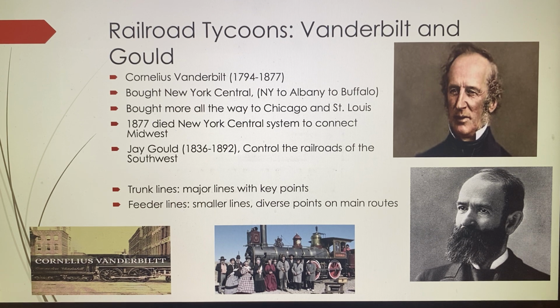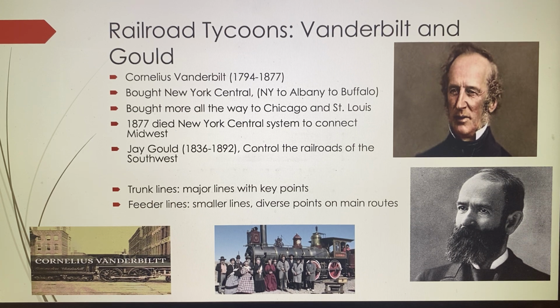If you look more into Cornelius Vanderbilt, he started in the ferry business, ferrying people across on ferries from New York, and then decided to start buying into the railway and became very, very wealthy. He bought more railroads all the way to Chicago and to St. Louis. Just remember Cornelius Vanderbilt. There's a picture of him there. 1877 is the year that he died. The New York Central System was connecting to the Midwest. So his family would inherit the railroad business and become very wealthy.